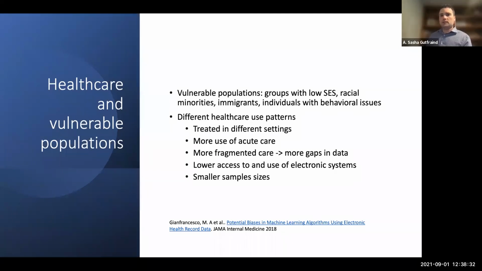In general, vulnerable populations are somewhat different than the majority. Here's some of the differences. They are frequently treated in different medical settings, frequently use more acute care rather than ongoing disease management. Care is more fragmented, going from provider to provider, resulting in more gaps in data. And generally have lower access to and use of electronic systems. This is particularly important, for example, the elderly. And as a result, we get smaller sample sizes, poor quality of data, and generally poor performance of algorithms. So this is my point about vulnerable populations. Let's look next.